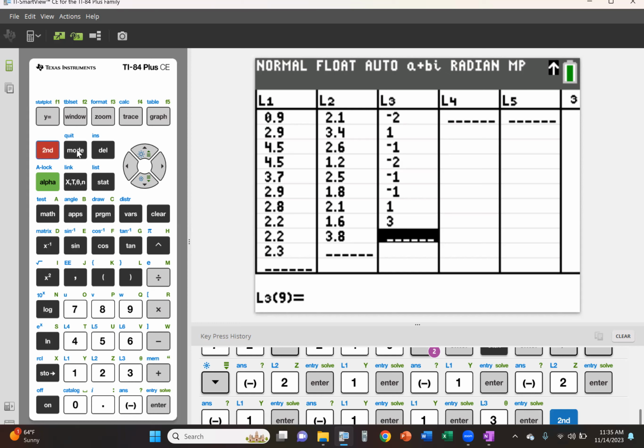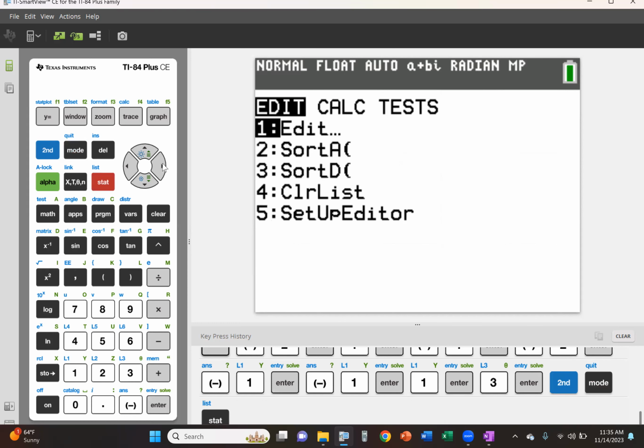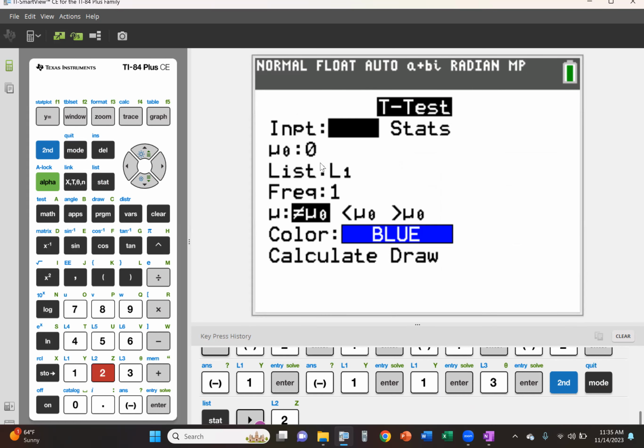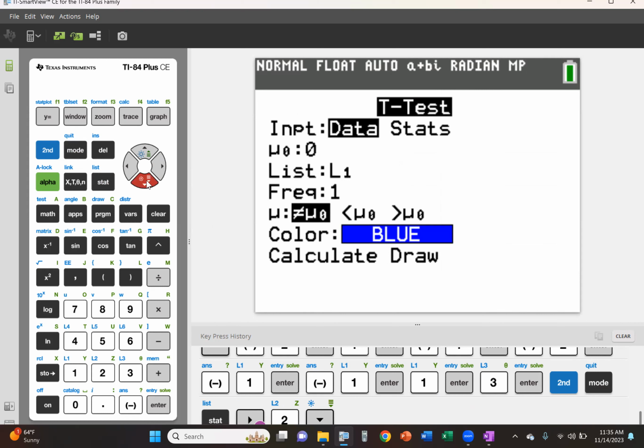So I'm going to get out of here, go back in my stat menu, go over to test, and run a t-test on my data that I have in L3. Our null hypothesis is that the mean difference is 0, and that the alternative is that it's not equal to 0. So let's change that to L3 because that's where I put my data. And we are going to use not equal to.